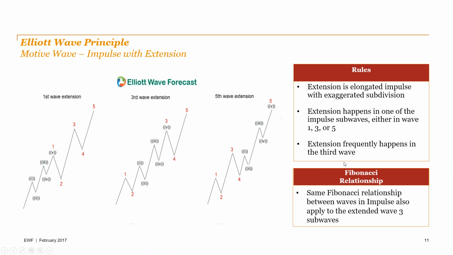Not really that, because wave C in the ABC needs to be within 100 and 123.6% of wave A. Because if it is extended too much, then you start to suspect that it becomes 1, 2, 3.